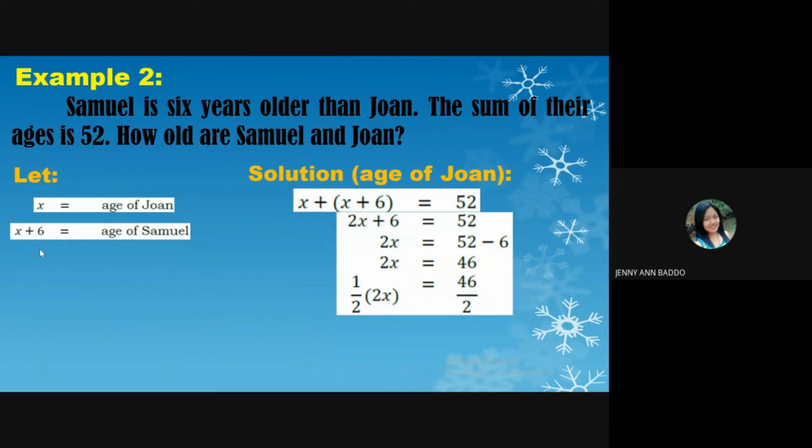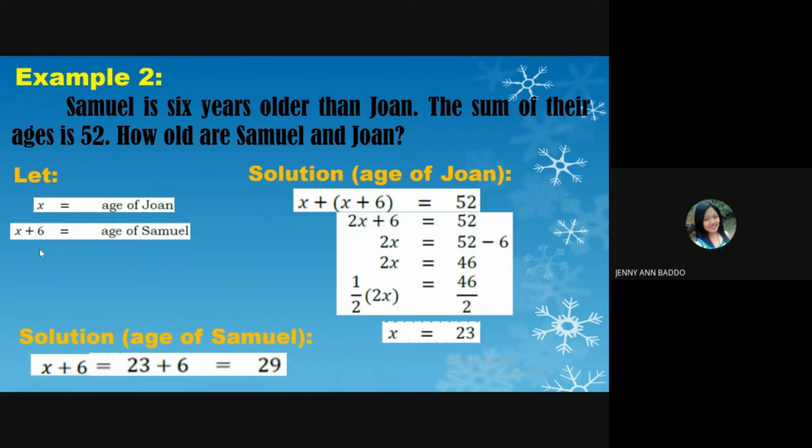Transpose positive 6 to the right side. So we have 52 minus 6, that's 46. And dividing both sides by 2, we have x equals 23. Therefore, Joanne is 23 years old. Now, for the age of Samuel, we use the representation x plus 6. Since x equals 23, we have 23 plus 6, that's 29.